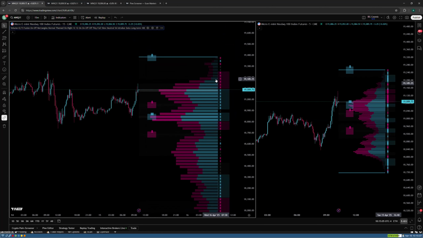So sellers, the indicator already pointed this out to us. We can expect a lot of sellers once we get up above 19,100. We can see it's kind of losing a bit of momentum here. So maybe we will get that retracement.